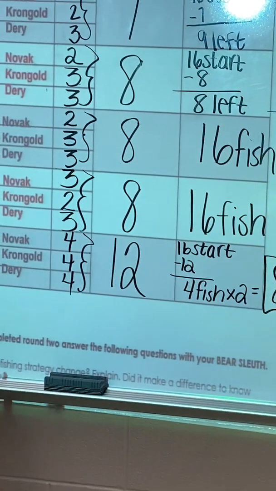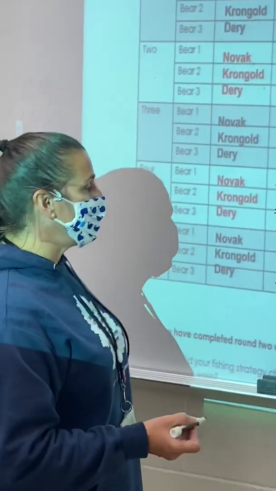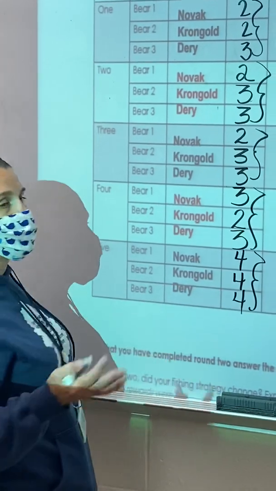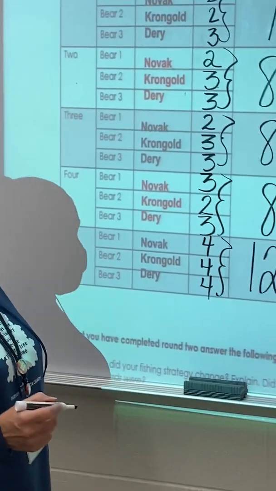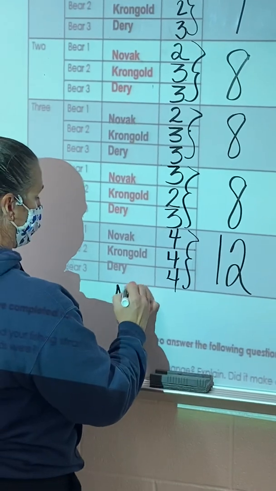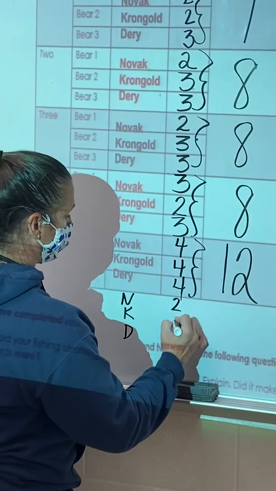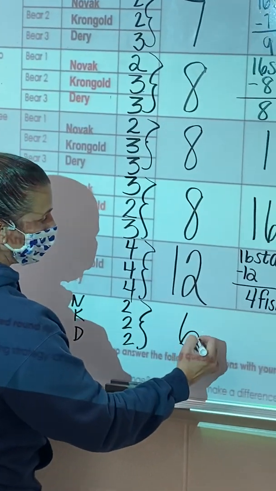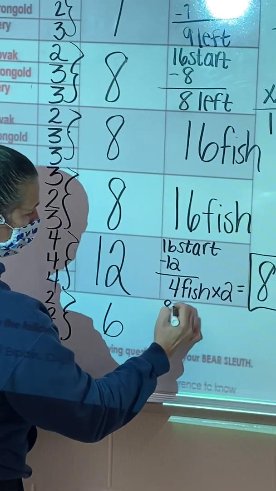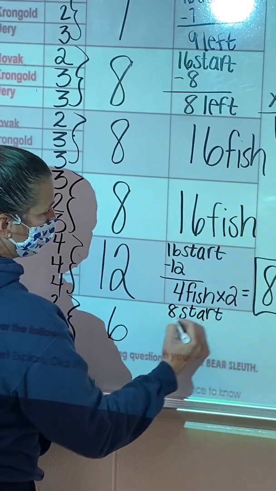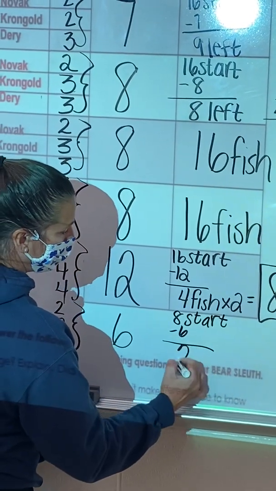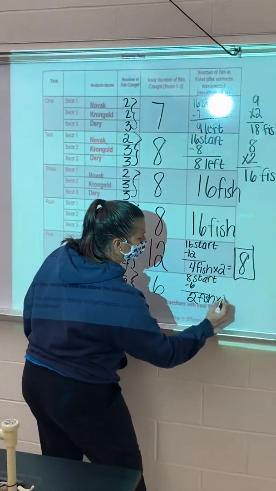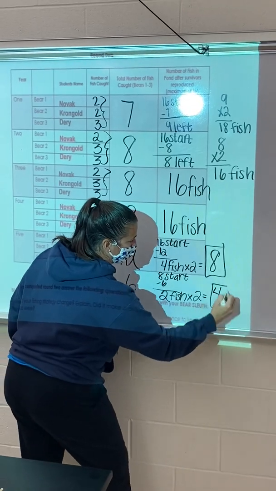If we were to continue this simulation on to the next year, and let's say Mrs. Novak, Mr. Krongold, and Miss Derry each only took the minimum for their family to survive, right? So we each took the minimum to survive. That would mean we would take 6 out. And if we started with 8 and we took 6, that only leaves us with 2 left. And those 2 fish that are left are going to reproduce, and now our pond only has 4.